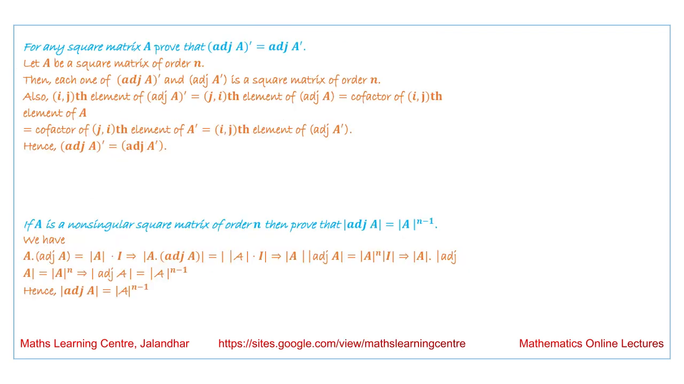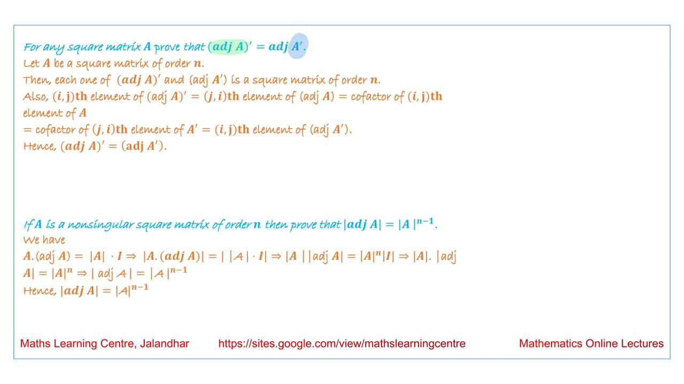Next is, for any square matrix A, prove that adjoint of A transpose is equal to adjoint of A transpose. This is whole adjoint of A whole transpose, and in this second case we are talking about A transpose adjoint.